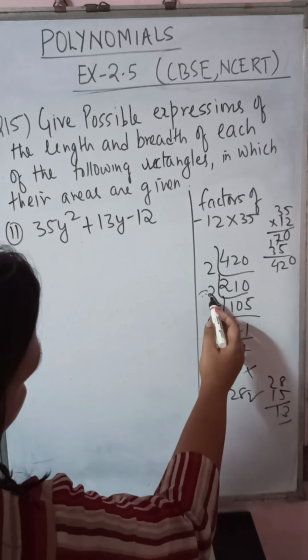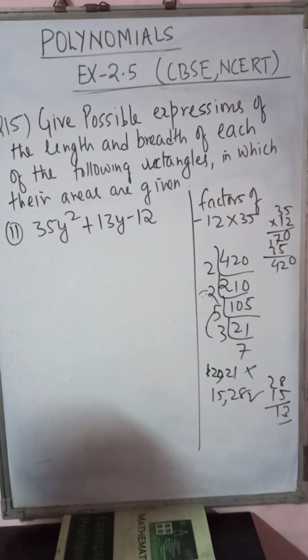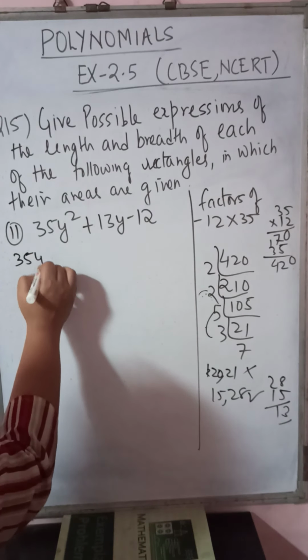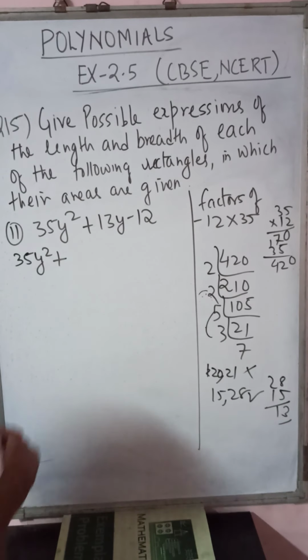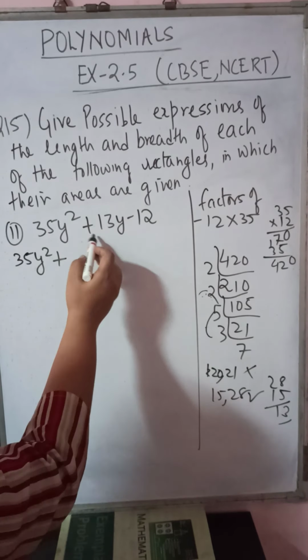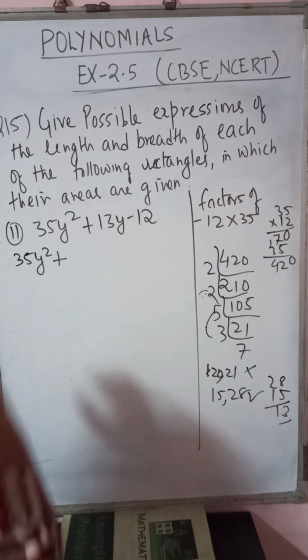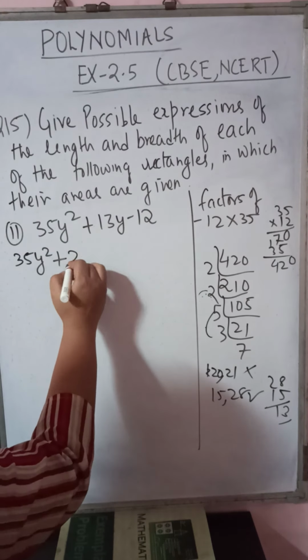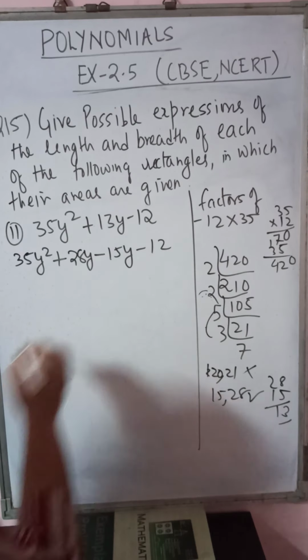7 3s are 21. 5 2s are 10. 10 2s are 20. This was 20 and 20. This you cannot take. Okay. So done. 35y square plus 13y you can write down as, okay, sign of this. What is the sign of the middle term? Plus. So whatever factors we are taking, the sign of the bigger number will be plus. Okay. So we'll write here plus 28y minus 15y minus 12.